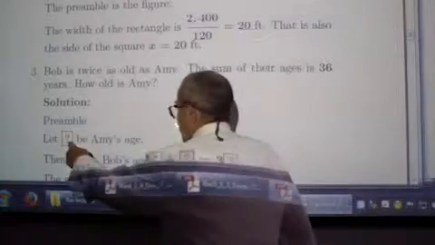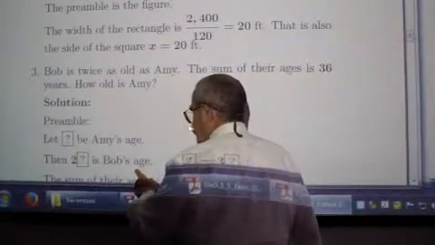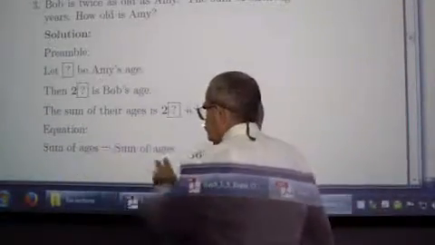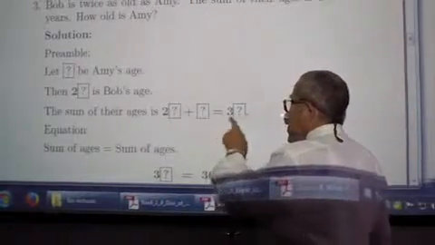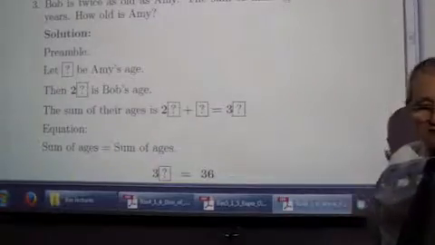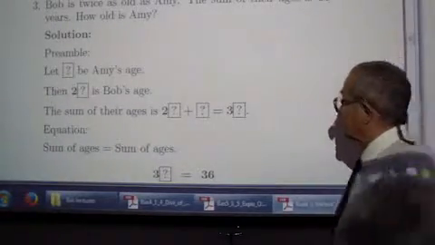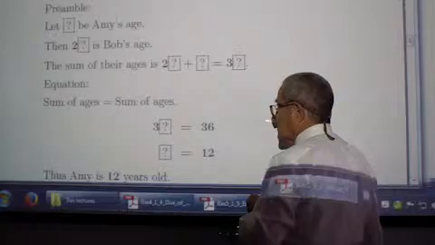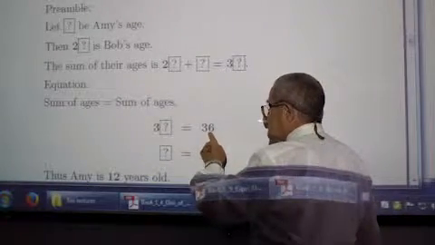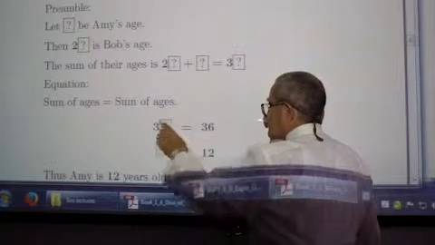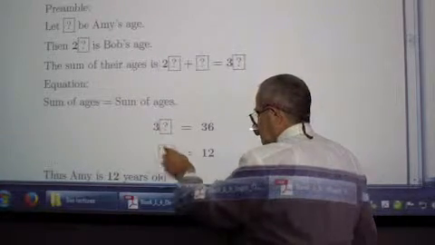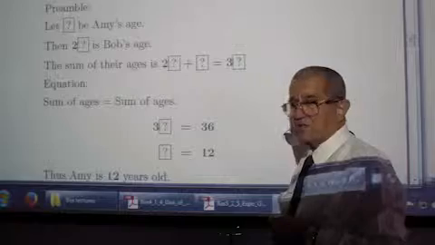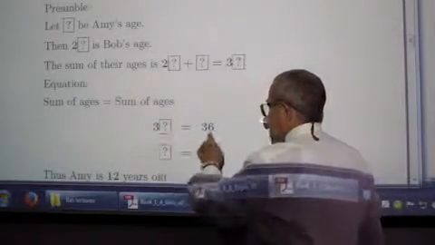Okay? You have a number in the box, you have twice the number in the box. The sum of the two is 2 boxes plus a box, which is 3 boxes. And sum of ages is sum of ages. Sum of ages written one way is 3 times the question mark on the box, or 3 times x if you use x instead of a box. And it's also 36. So if 3 times a number is 36, you can divide both sides by 3. 3 over 3 is 1. 1 times this number is just the number. We'll get into this detail a little later. This may be a little bit advanced, but shouldn't be too much. So when you divide both sides by 3, you get 12.